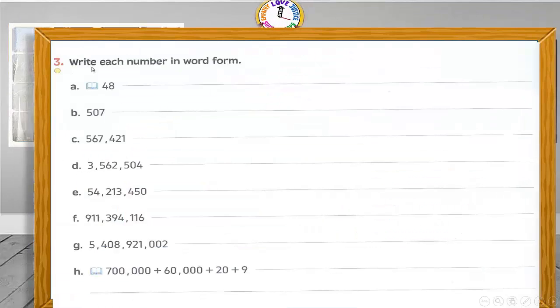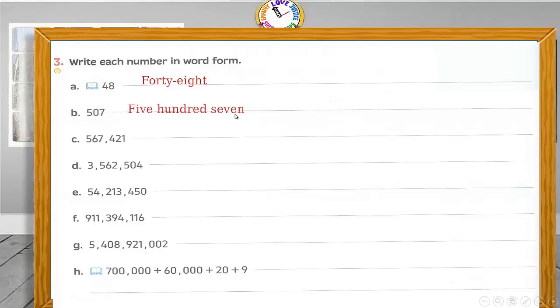Exercise 3. Write each number in word form. To write any number in word form, I said in the previous video, you should read the number when you write. You should start from left and read each digit. 48. If you want to write this number, you say 48. So write as you said, 48. It's so easy. Next one, 507.